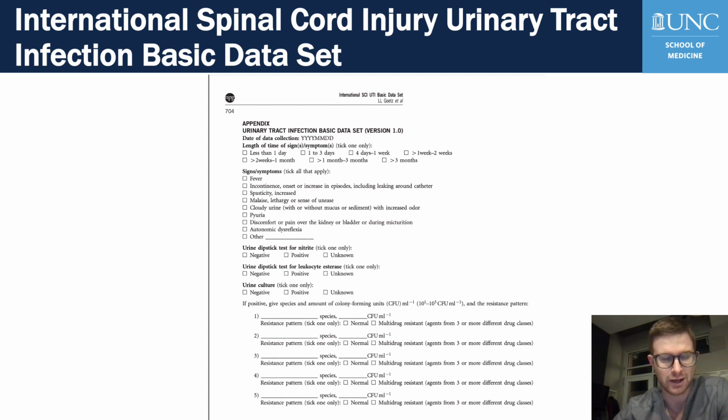They actually look at pyuria, as we talked about in the definitions before. It does have a strong negative predictive value, but its positive predictive value isn't as great. They also specify discomfort or pain over the kidney or bladder during micturition, as well as mention autonomic dysreflexia, which we see as more common in the spinal cord injury population.